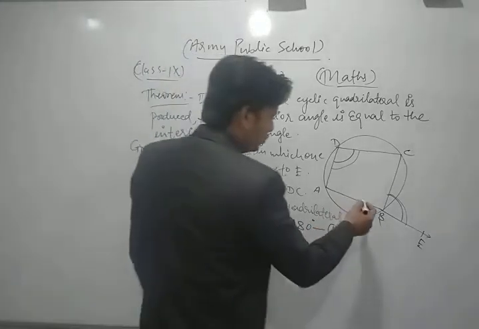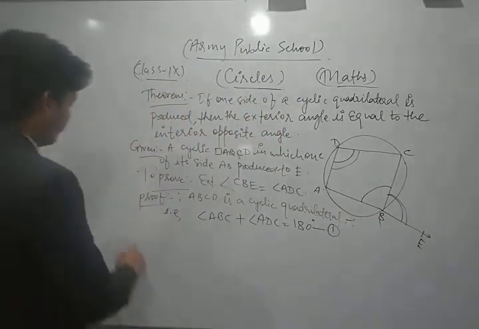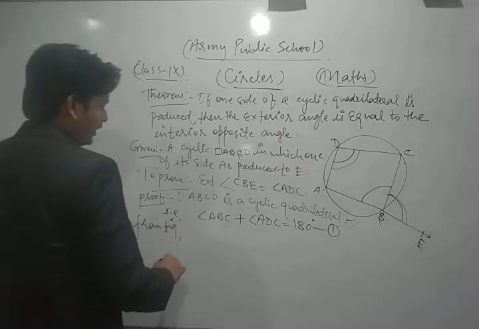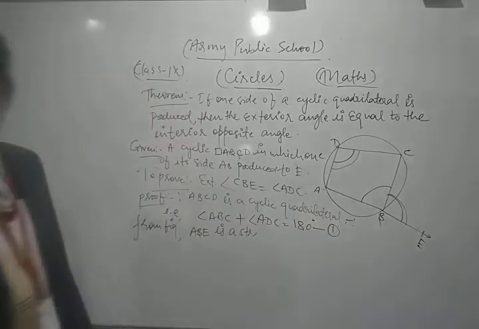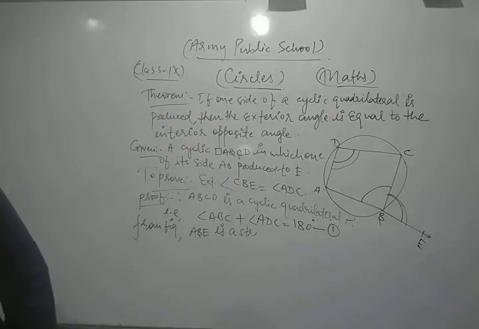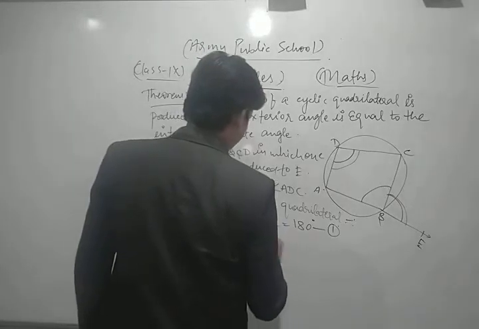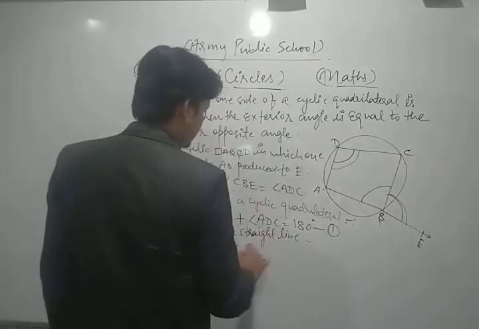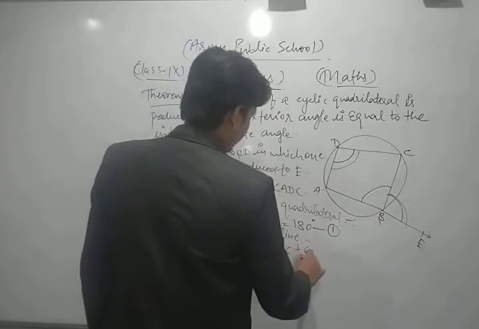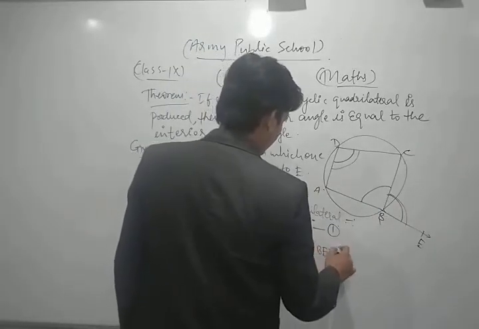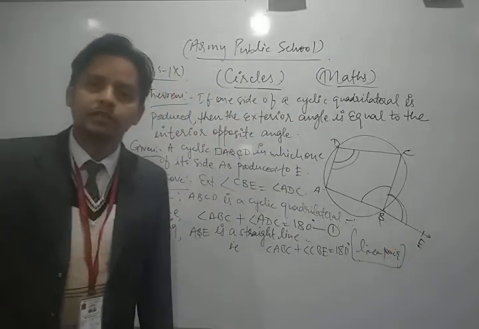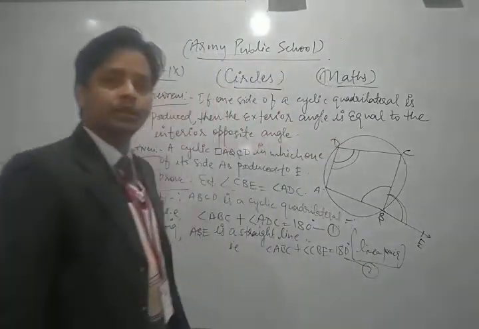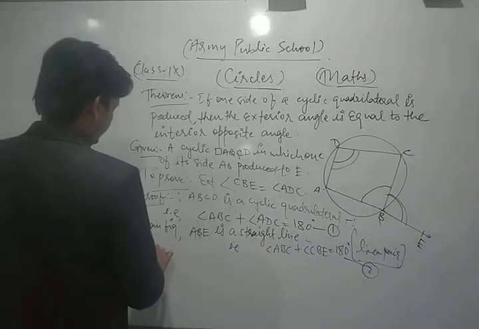Now look, dear students, here ABE is a straight line from the figure. Since AB is a straight line, the sum of the measures of angle ABC plus angle CBE is equal to 180. This is a linear pair, so their sum of measure is 180 degrees. Now, take this as equation number 2. Now, using equations 1 and 2.